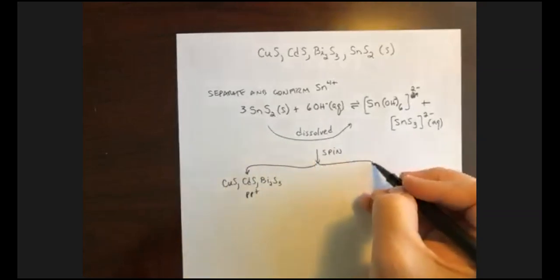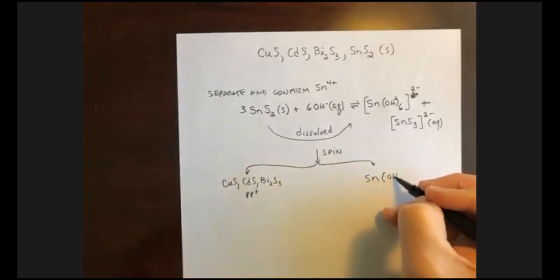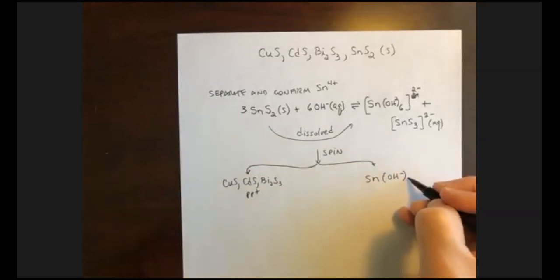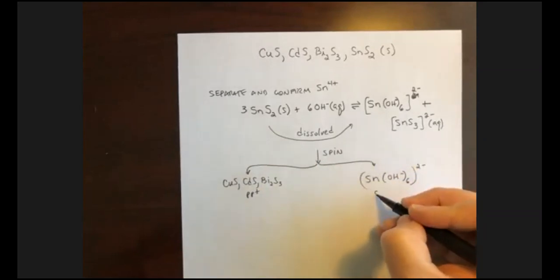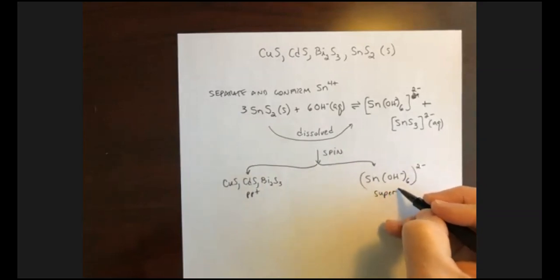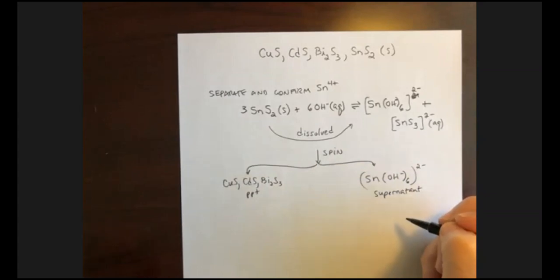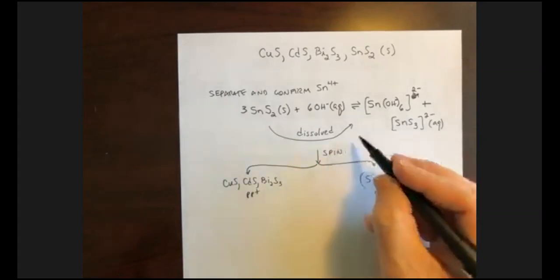But you're now going to have this tin that is complexed with the hydroxide ion, and it is soluble. So this will be in the supernatant. All right. So essentially what we've done is we've dissolved the tin 4 ions out of that pellet.